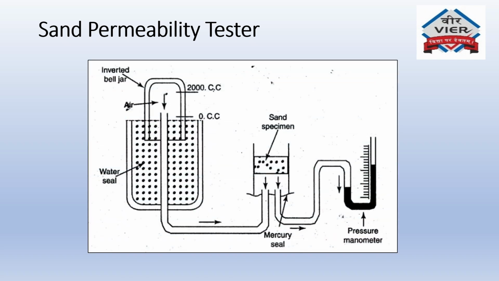So this is the permeability tester. You can see the sand specimen is there. Then the pressure manometer is there. Water seal is there. Inverted bell jar is there. And we are going to pass 2000 cm³ of air through this tester.